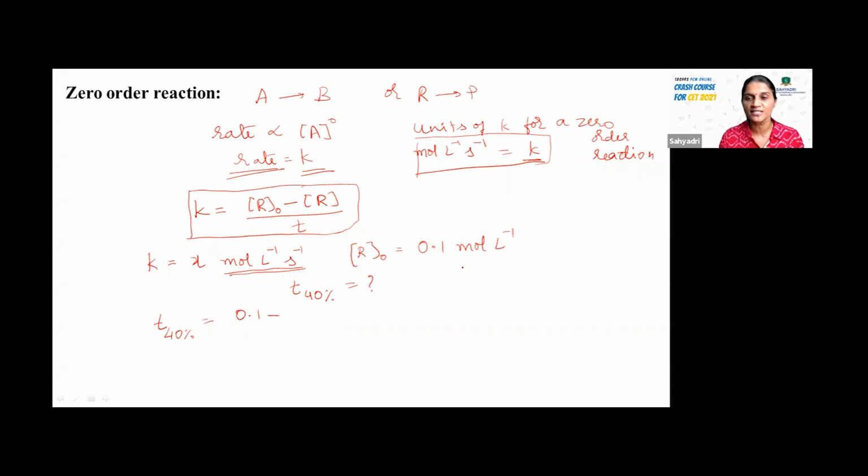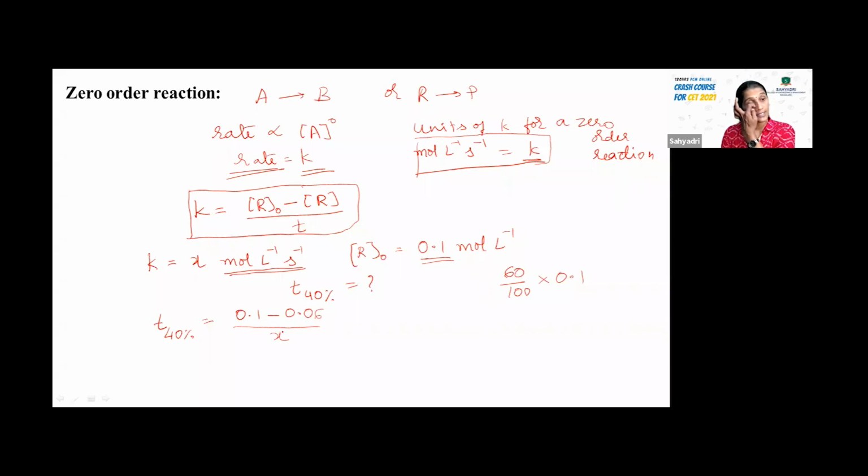Can 0.6 moles per liter be remaining? See, it's a very simple logic. We have 0.1 moles in the beginning. So can we have 0.9 moles after the reaction? No, right? It should be less than 0.1. So 60% of 0.1 is what? 0.06. You have to be very careful while substituting. Okay, 0.06.